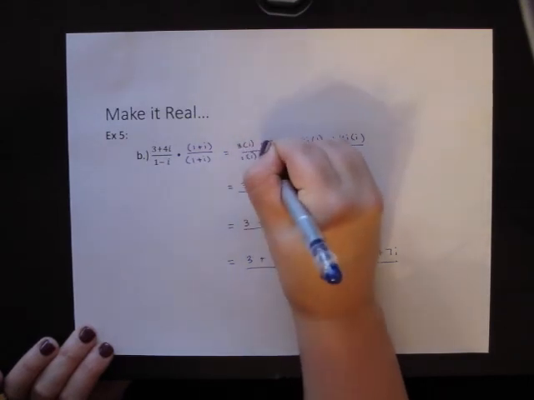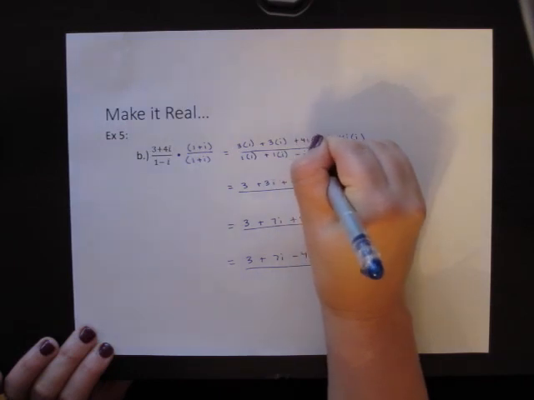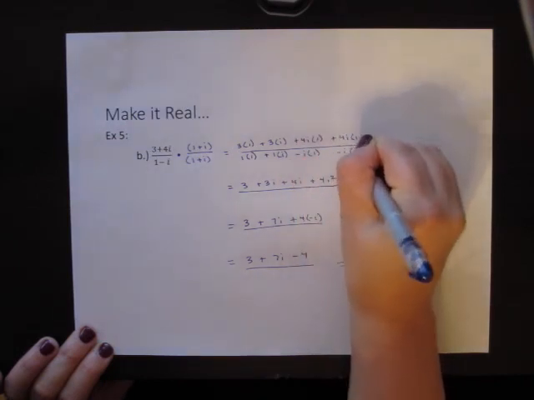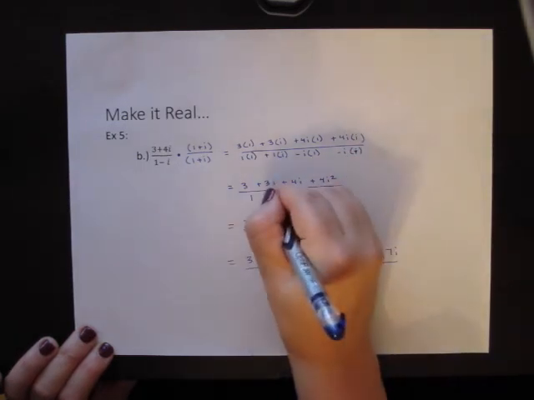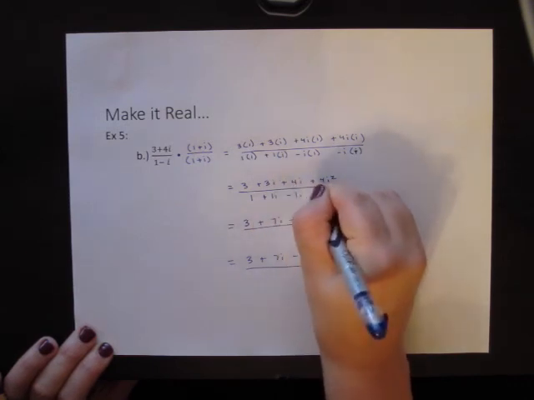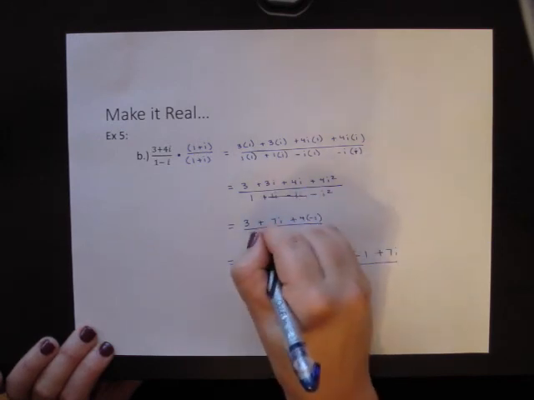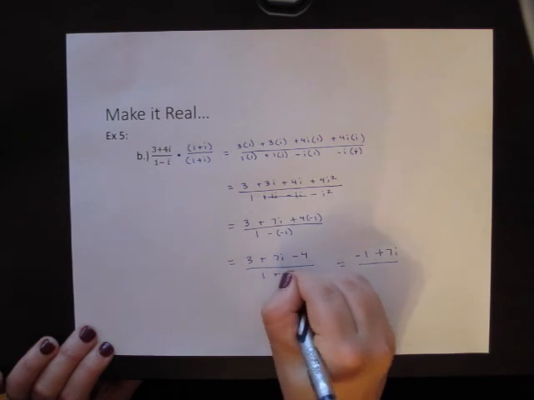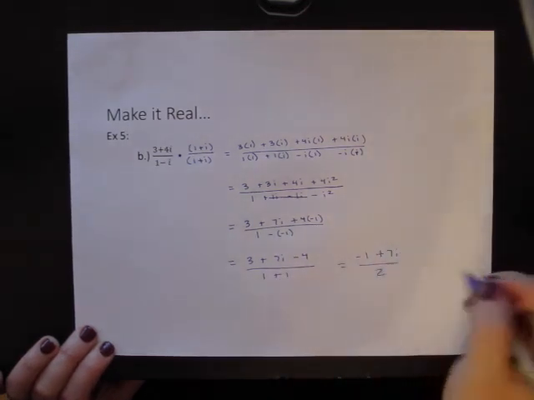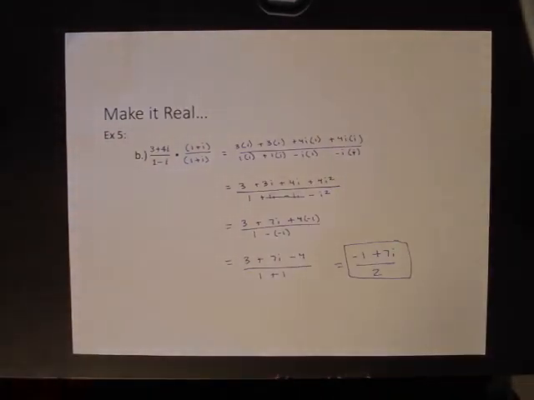Now let's focus on the denominator. 1 times 1 plus 1 times i, minus i times 1, minus i times positive i. So that would be 1 plus 1i minus 1i minus i squared. Those cancel out, leaving me with 1 minus negative 1. So that would be 1 plus 1, which would leave me with 2. I'll look to see if I can cancel. I can't, so I leave it right there like that.